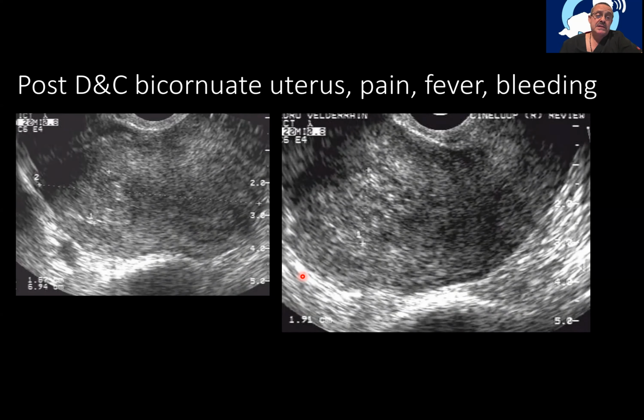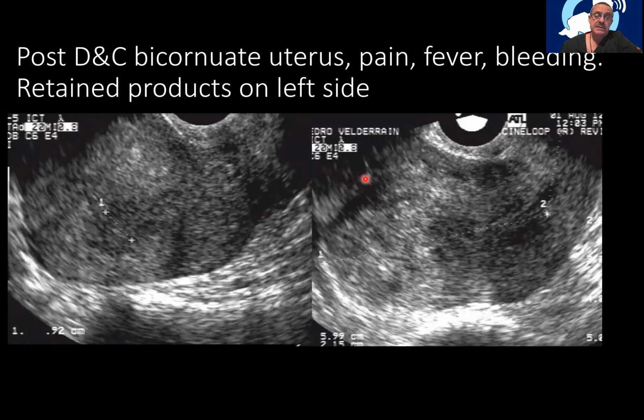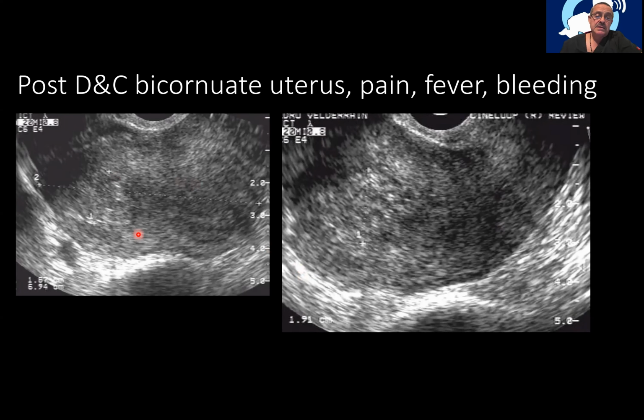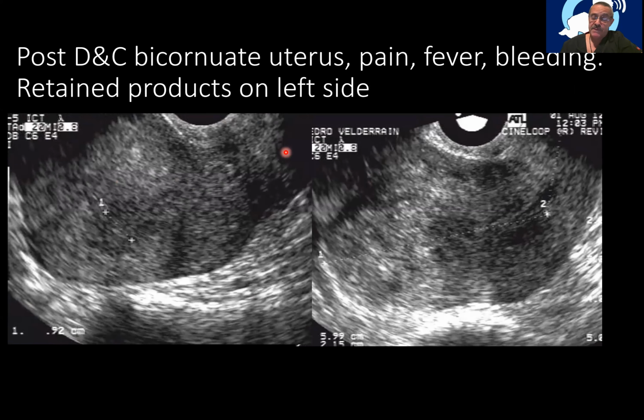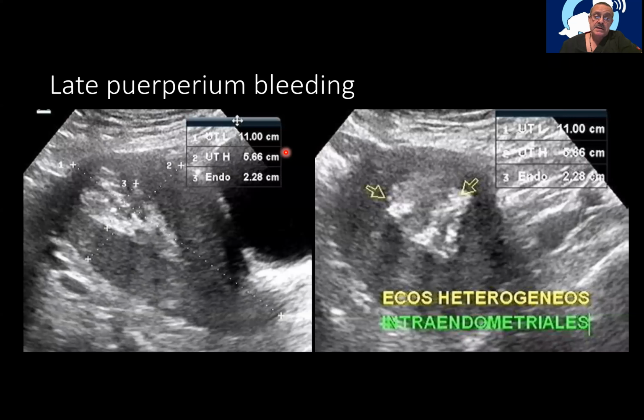This is a patient from a long time ago with a bicornuate uterus, a septate uterus, this is transverse. Pain, fever, and bleeding. This is the endometrial width, 1.9 centimeters, on one of the sides, not on both sides. If you do a blind procedure like a DNC, you can actually clean one side and keep leftovers inside the other side.